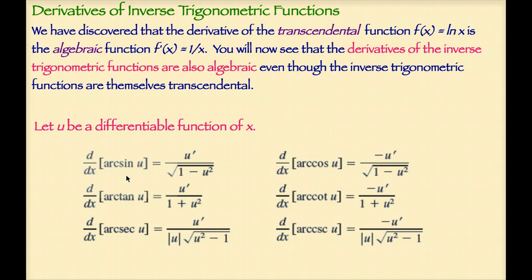Then the derivative of arcsine of u will be u prime, the derivative of u, over the square root of 1 minus u squared. You can see that the derivative of arc cosine is the negative of that same value. The derivative of arctangent of u will be u prime over 1 plus u squared, and the derivative of arc cotangent will be the negative of that value, and the derivative of arcsecant of u will be u prime over the absolute value of u times the quantity the square root of u squared minus 1, and the derivative of arc cosecant u is the negative of that same value.